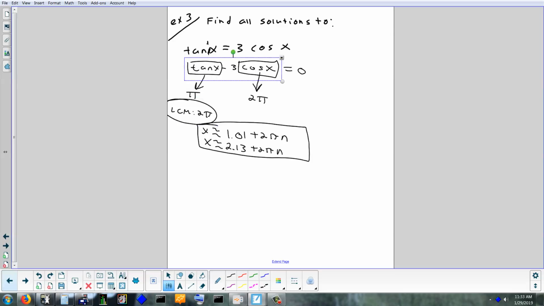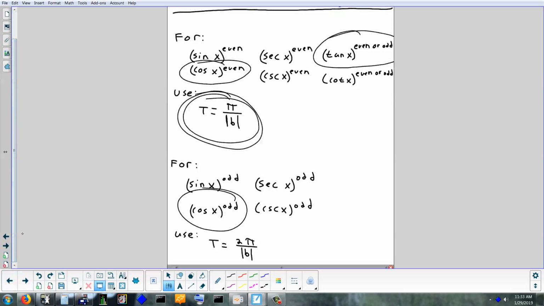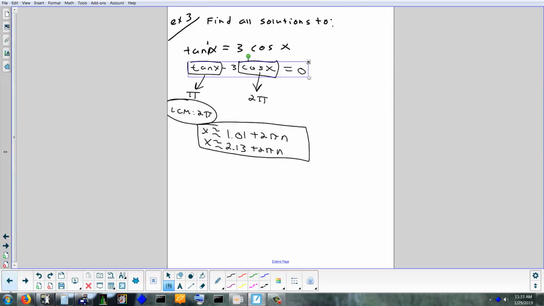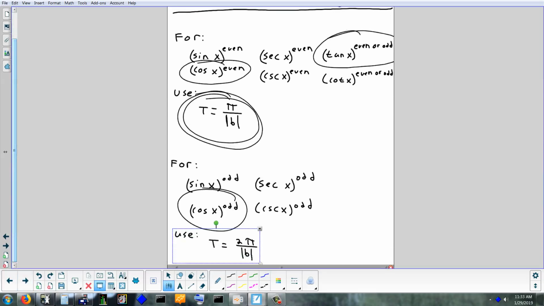This is cosine to an odd power. There's no power. Cosine to an odd, and there's a 1 in front of the x. Let's go back to the chart. 2 pi over 1, 2 pi. And that's what we got. So this formula always works. Anyone else still need to copy down? I mean, you might be able to write that in a shorter way in your notes, but it's just how I wrote it.